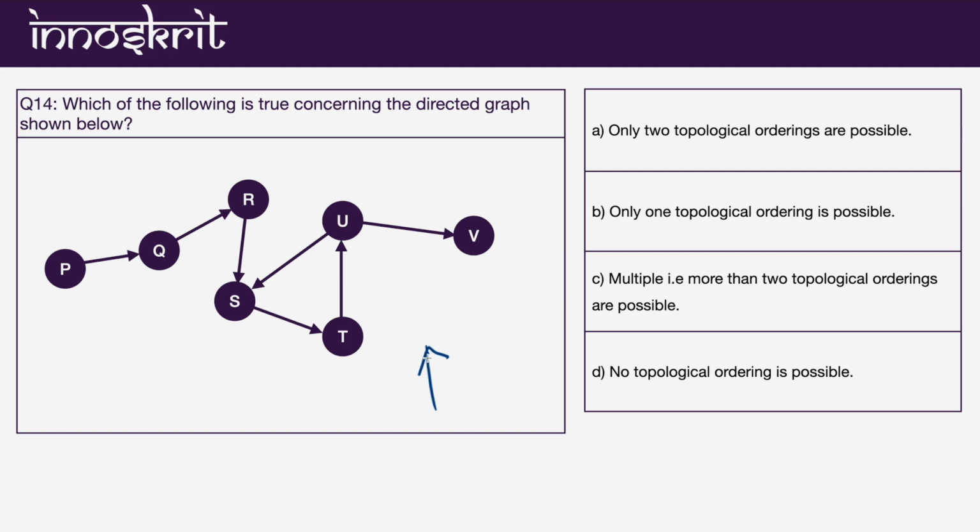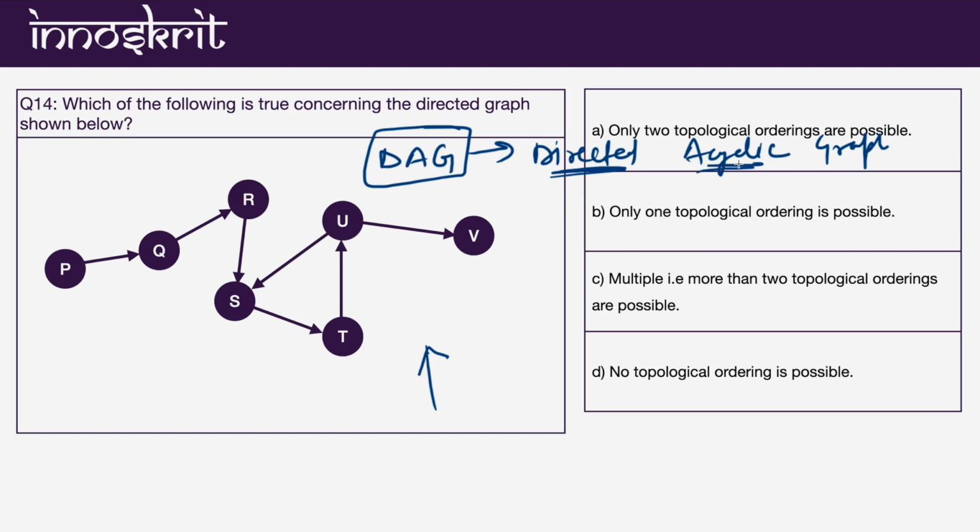Otherwise, if you know, then you must know that topological ordering can be calculated only for graphs which do not contain any cycle. This is very important. That is why topological ordering is always performed on a DAG. And what is a DAG? DAG means directed acyclic graph. Directed means the graph should be directed. Acyclic means there should be no cycle in the graph. So topological ordering can be calculated only on this kind of graph, but we have to look very carefully whether this graph is a DAG or not.